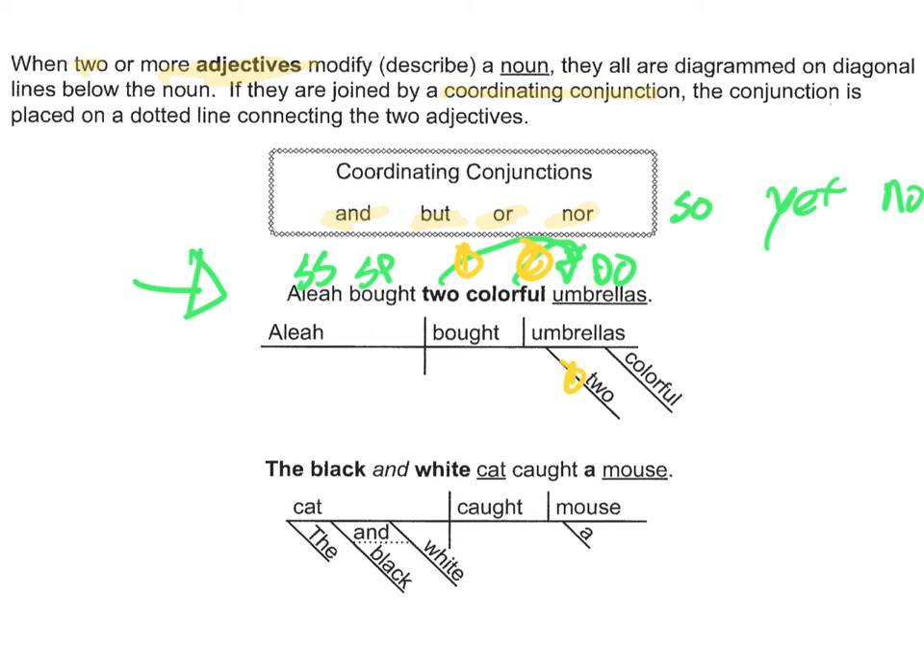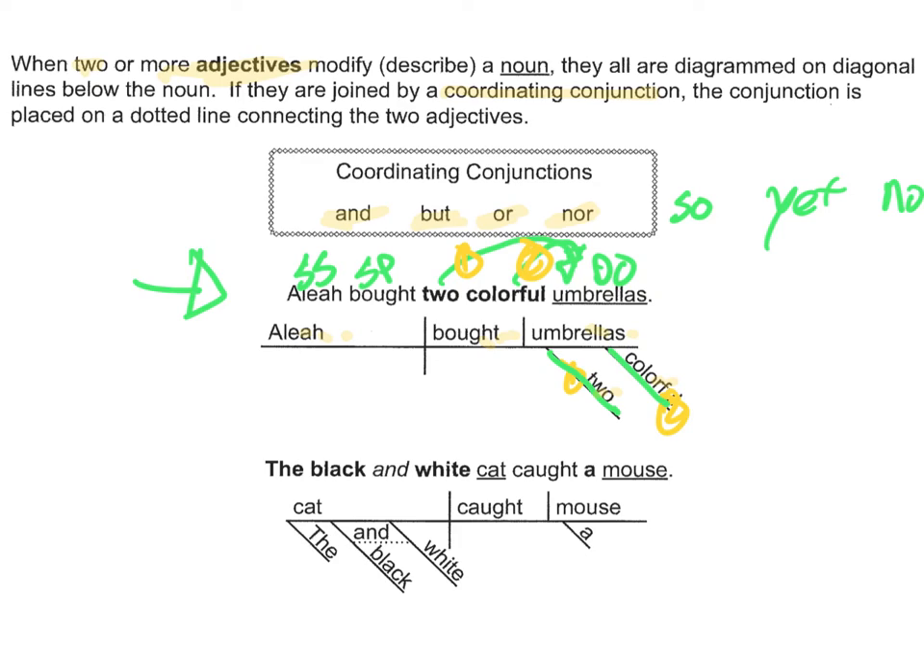And then notice there's 2 lines down below over here. And we place the words on diagonal lines in the order that they appear in the sentence. So she bought 2 umbrellas. She bought colorful umbrellas. She bought 2 colorful umbrellas. Okay, let's take a look at the next one.